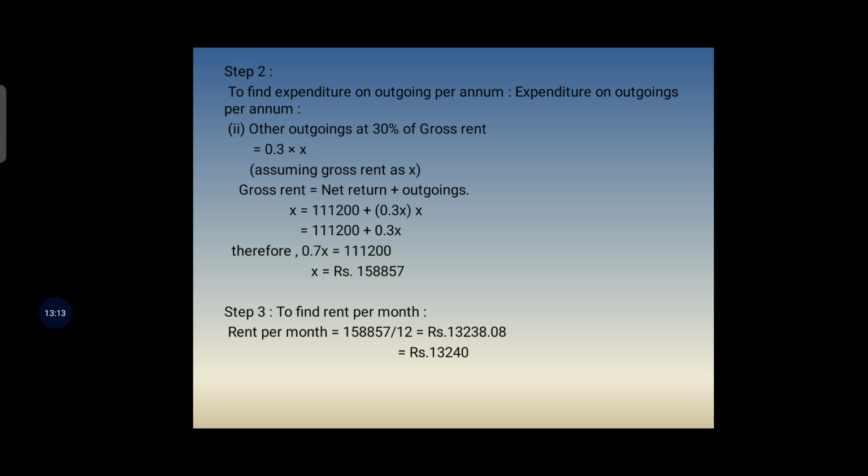That is 1,58,857. Now step 3 is to find the rent per month. The value of x, that is gross rent, is divided by 12, because we calculate the rent per month. So we got the rent as 13,240.